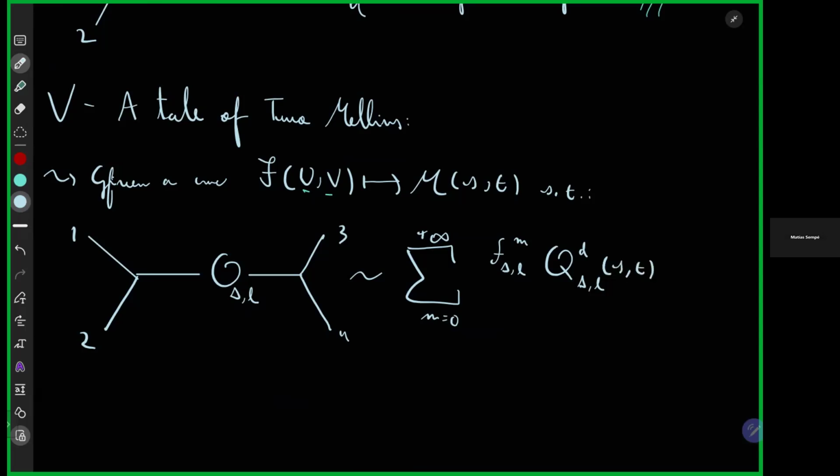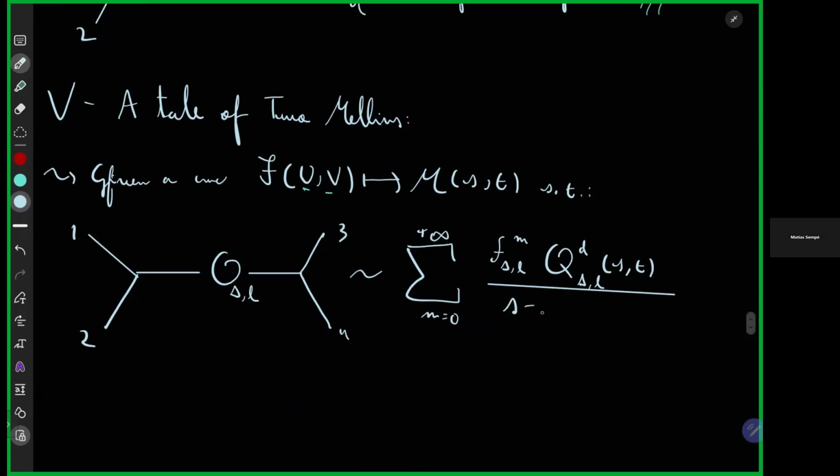It's just a polynomial over a simple pole at delta minus L, which we call the twist of the operator. For a given conformal primary exchange, we have an infinite set of poles because, remember, the conformal block takes into account the exchange of all descendants. So this infinite set of poles labeled by m corresponds to the exchange of all the descendants.